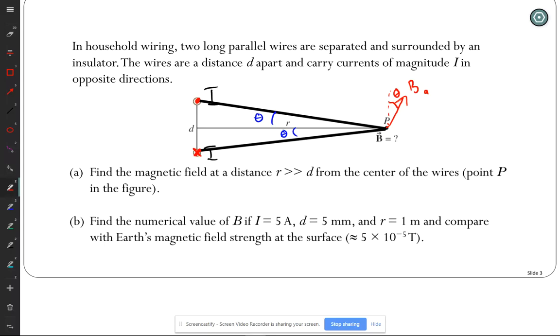You have the magnetic field, it's pointing that way. And so, what's the strength of the magnetic field? Well, here's D, so this distance here is 1/2 D. You've got that equation.